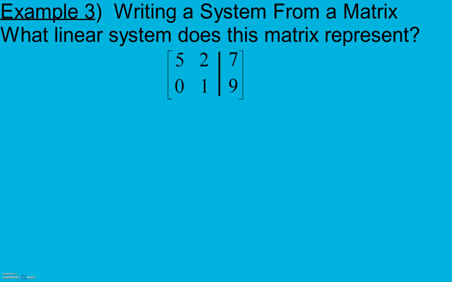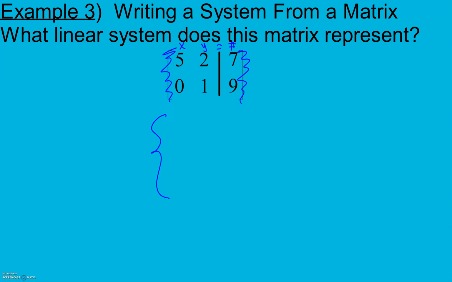In example 3, we're going to go backwards. We're going to start with a matrix and come up with a linear system. So instead of having our brackets here to show that they go together, we're going to use a curly bracket to show that these two equations go together. They're going to be alphabetical here. So this is going to be like my x's, my y's, my equals, and my constants.